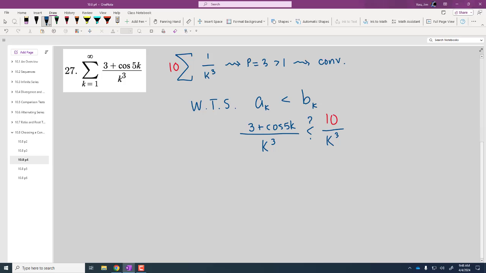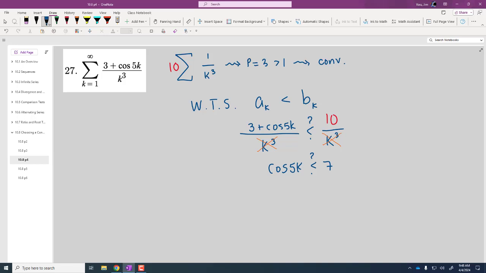So the k cubes cancel, right? If you multiply both sides by k cubed, those are positive numbers. You can multiply by positives and not worry about the inequality direction. So those just cancel. And if we subtract off the 3, we have an inequality that we can solve by inspection.